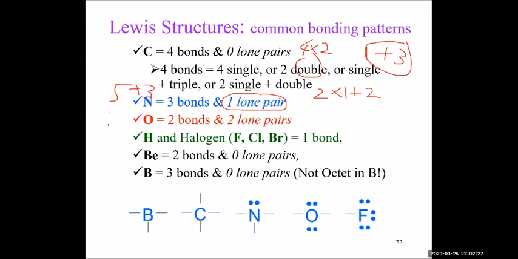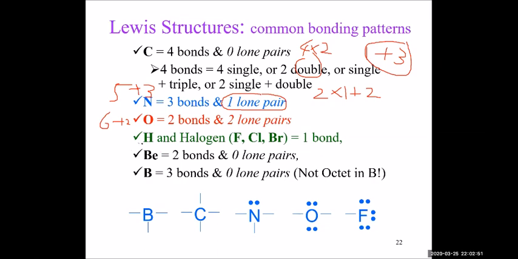Oxygen has 6 electrons, so it needs to share 2 more. And oxygen typically forms 2 bonds. It can be a double or 2 single bonds. And the oxygen, after sharing electrons, has 2 pairs of electrons unshared, so there will be 2 lone pairs.